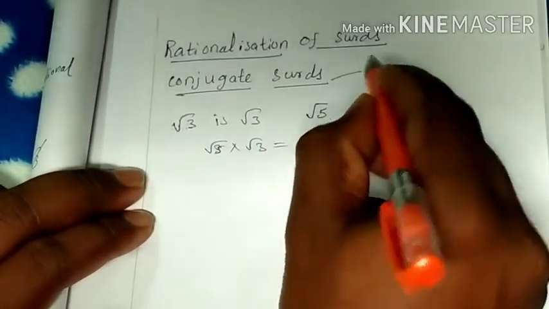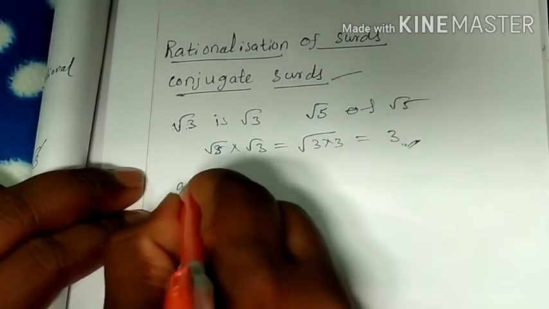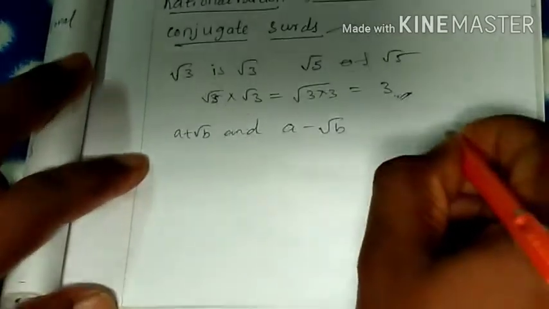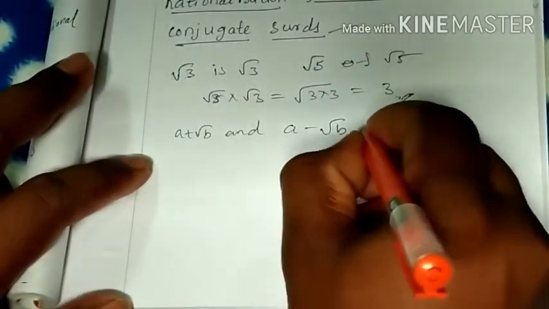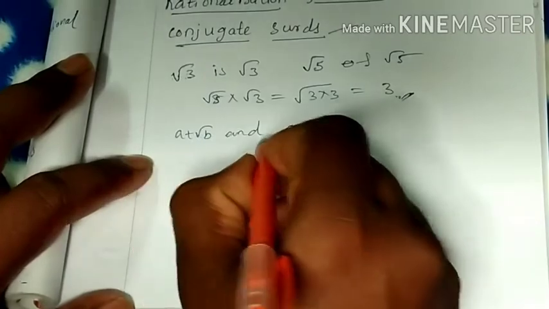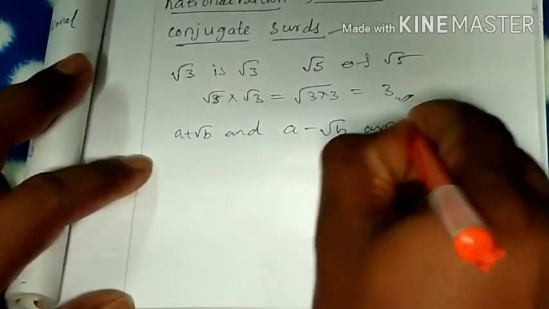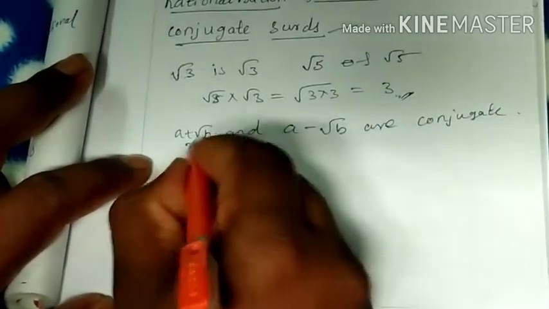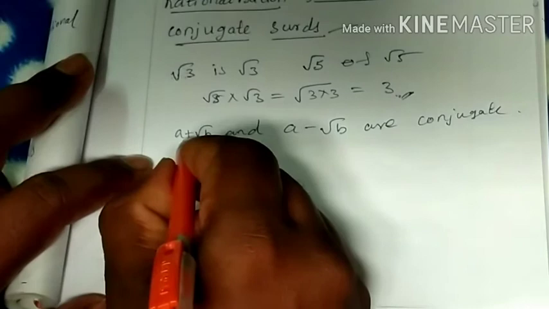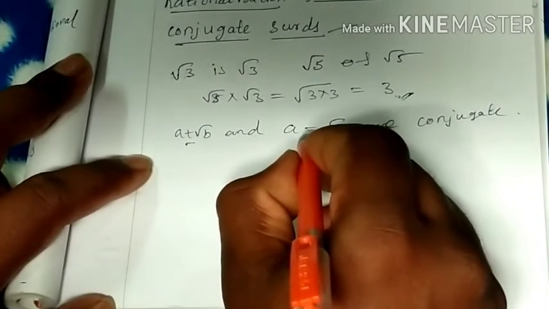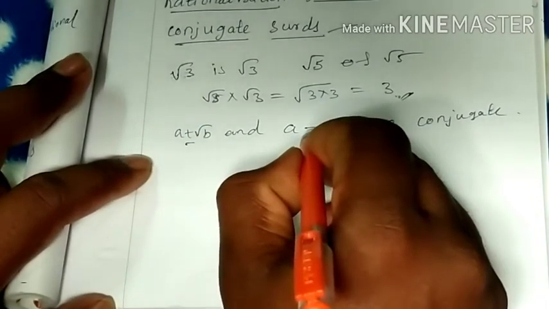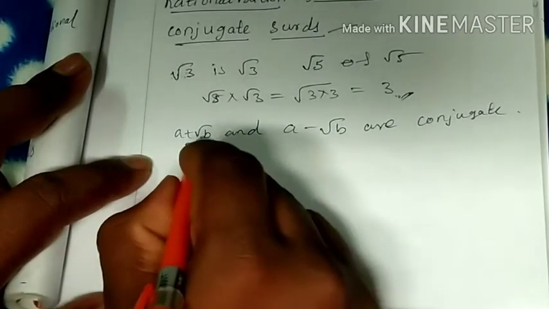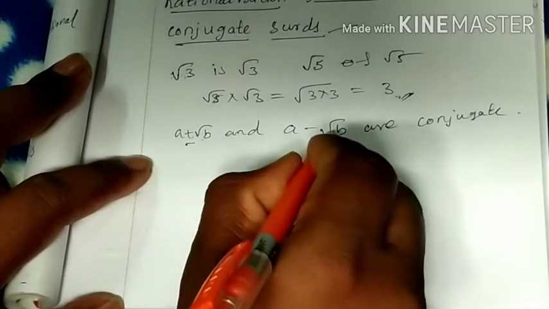Then the conjugate surds. Consider a surd a plus root b and a minus root b. A plus root b and a minus root b are conjugates, because the surd gets the opposite sign. Here b is the surd. This is a plus, but here b gets the minus. Changing the sign in front of the surd, so the plus sign changes into the minus sign.